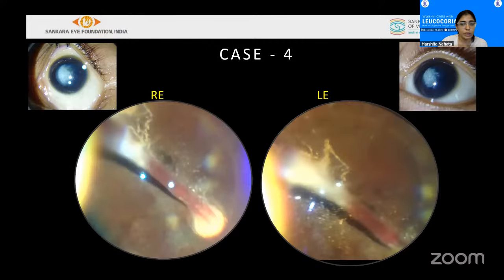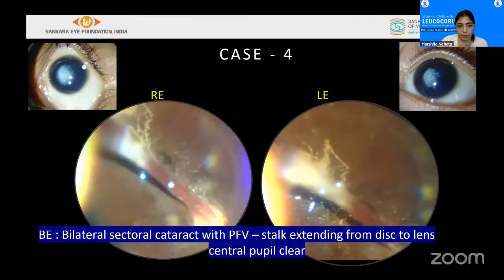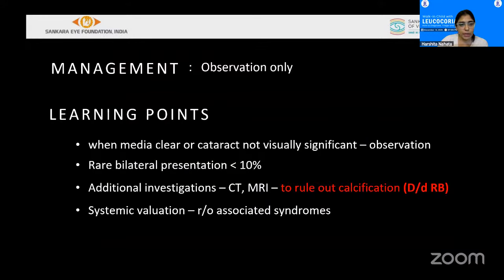The next case, a young child presented with a white reflex in both eyes. Upon examination, both eyes had a sectoral cataract, and on the posterior segment examination, there was a stalk extending from the disc to the lens. However, the central pupillary area was clear in this patient. So the patient was managed conservatively, that is, observation only.